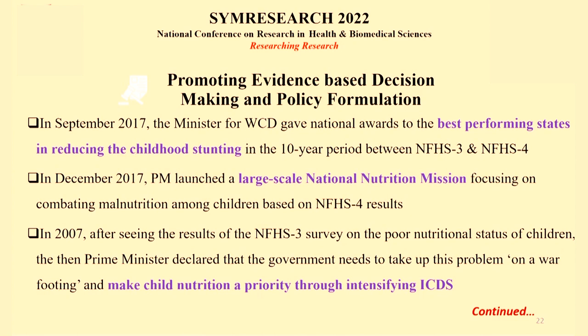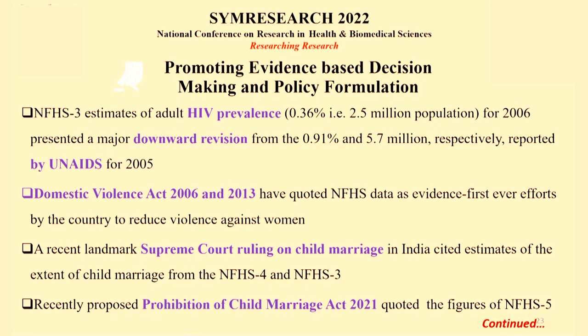In September 2017, the Women and Child Development Minister, probably Menaka Gandhiji at that time, announced a program of gold medals and silver medals for states on nutrition, based on NFHS data. The Honorable Prime Minister started a large-scale national nutrition mission, subsequently Poshan Abhiyan, citing the example of National Family Health Survey data, and then even ICDS has been intensified based on that.